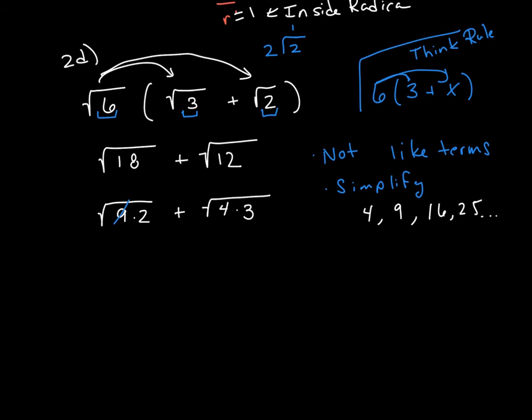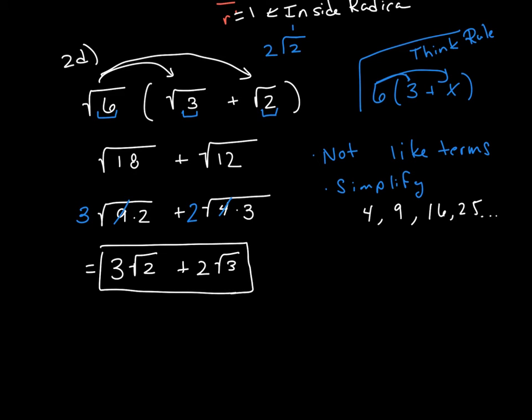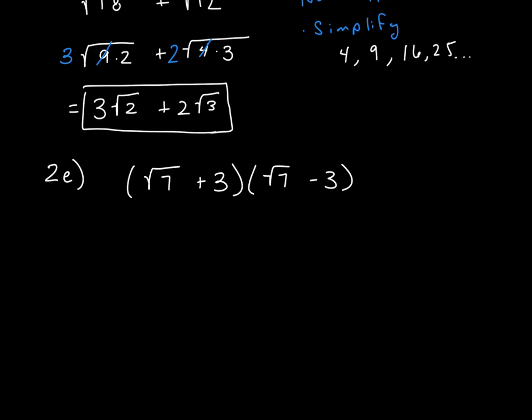So I know the square root of 9 is 3. That comes out of the radical. The square root of 4 is 2, so that comes out of the radical. And I'm left with 3 square root of 2 plus 2 square root of 3. And you cannot do anything with this, so that would be your final answer. If you guessed that you're going to have to go through and FOIL this, you are absolutely correct.